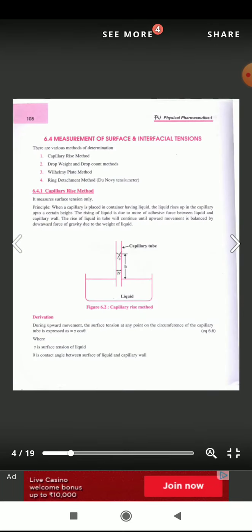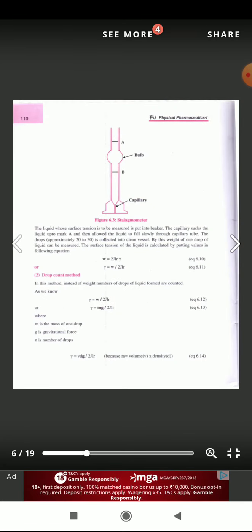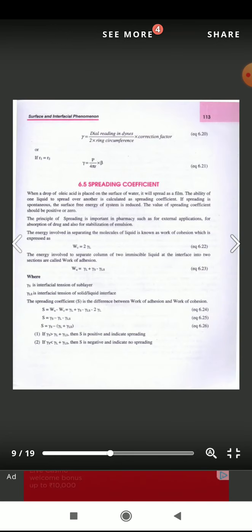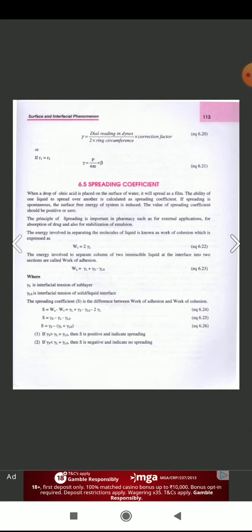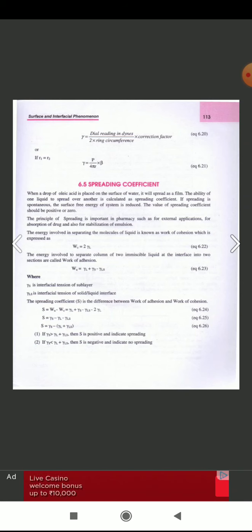Measurement I'll go through in the next video. Simply we'll go for 2 marks answers in this session. And spreading coefficient, I have already shared another video which has more information than this one.